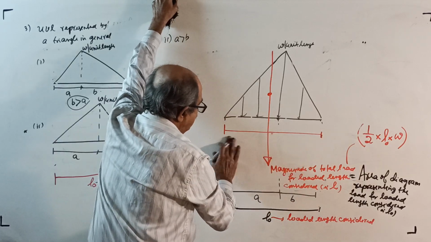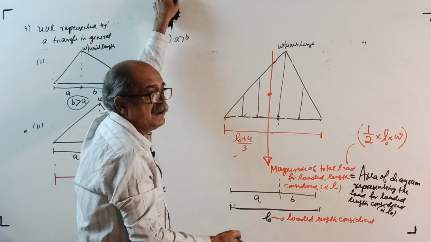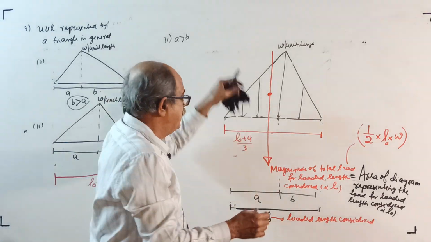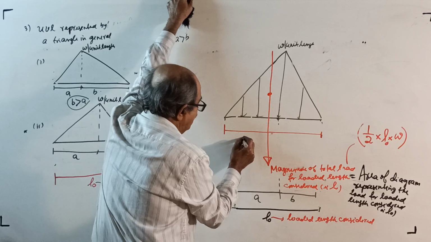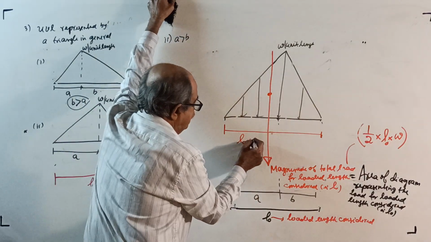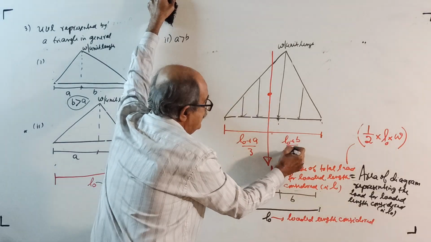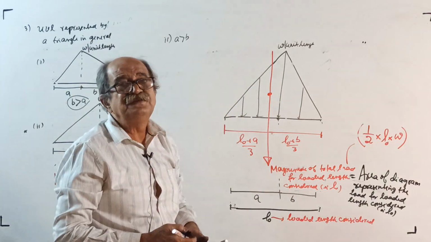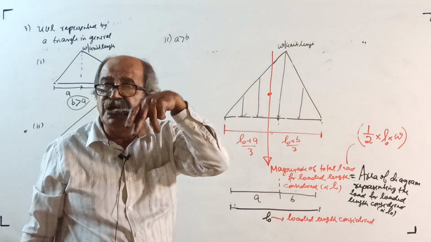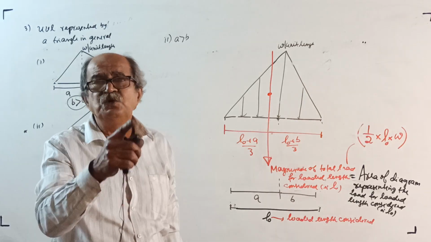It is L naught plus A by 3, not L plus A by 3. I don't know what I wrote just now. Sometimes what happens is I take the span as L. It is L naught plus A by 3, and this is L naught plus B by 3. In the previous case, if by chance I wrote L plus A by 3 and L plus B by 3, you change it to L naught plus A by 3 and L naught plus B by 3. That much you should do.